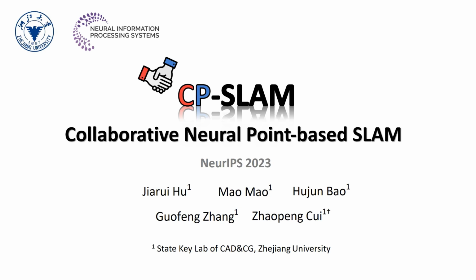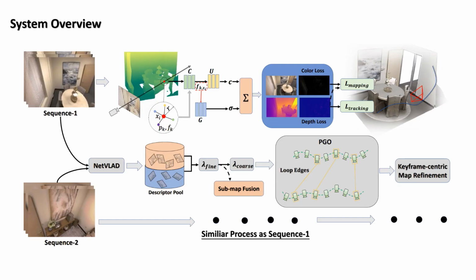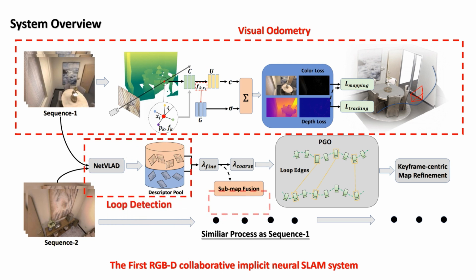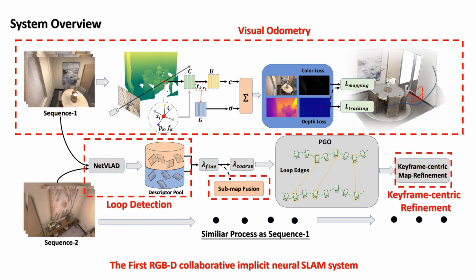In this video, we present our paper, CP-SLAM, Collaborative Neural Point-Based SLAM. Inspired by great progress and potential in the neural field-based SLAM community, we proposed the first collaborative implicit neural simultaneous localization and mapping system with RGB-D image sequences. CP-SLAM consists of front-end and back-end modules including odometry, loop detection, submap fusion, and global refinement.